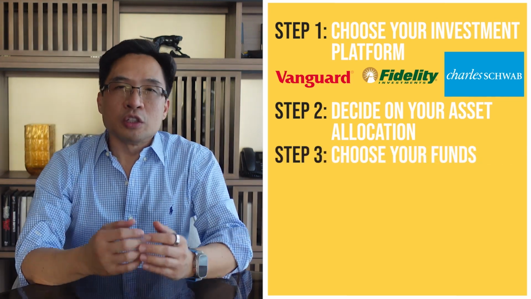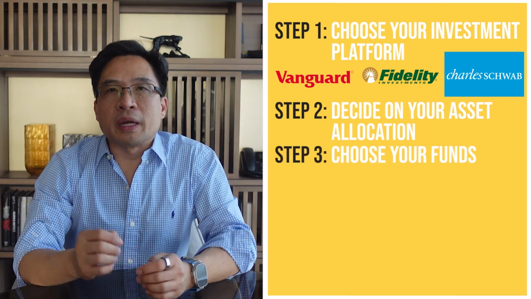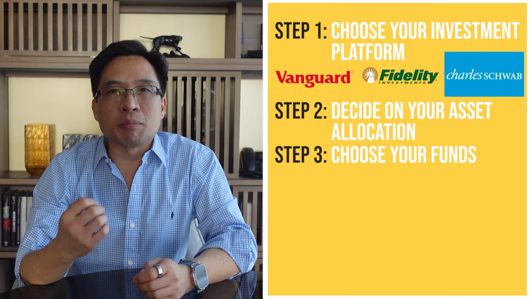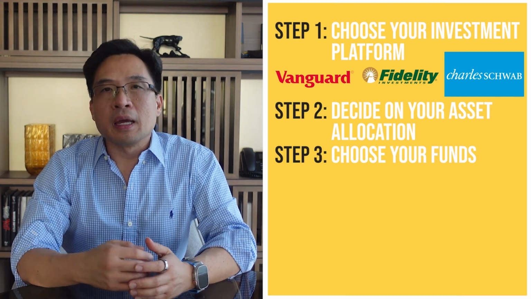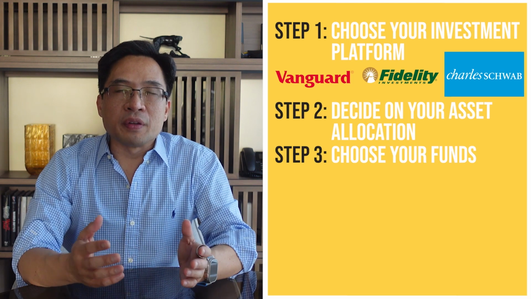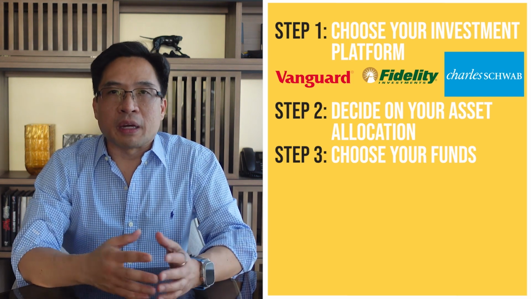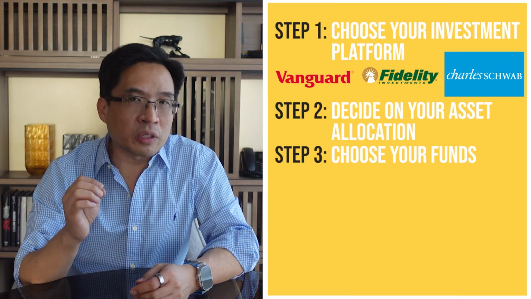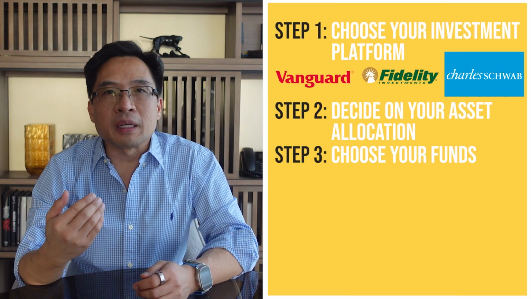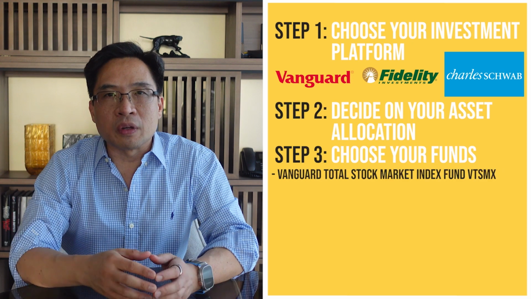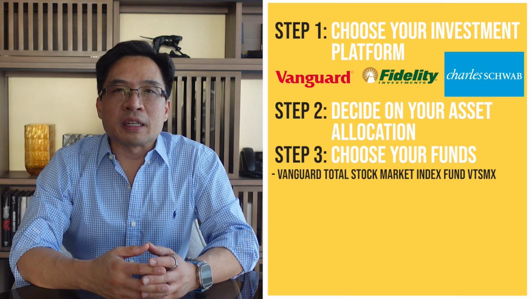Step 3. Choose your funds. You'll want to select low-cost index funds that track the broadest possible market indices. You can choose funds from Vanguard, Fidelity, Schwab, and others. Let's say you decided to go with Vanguard as your platform, in which case, for the U.S. Total Stock Market Fund, we will be investing in the Vanguard Total Stock Market Index Fund, ticker VTSMX.